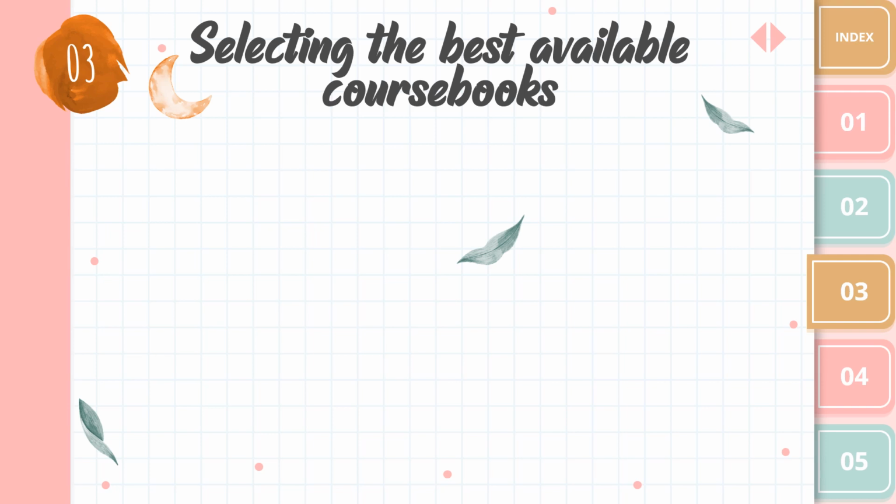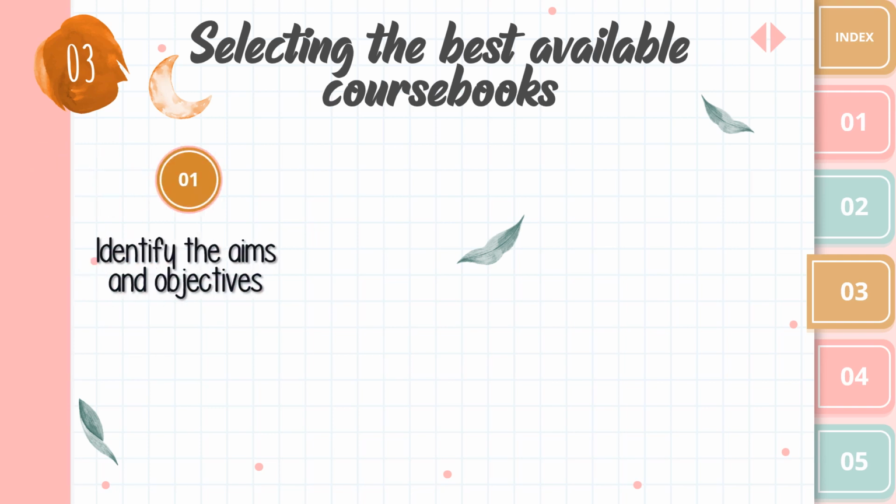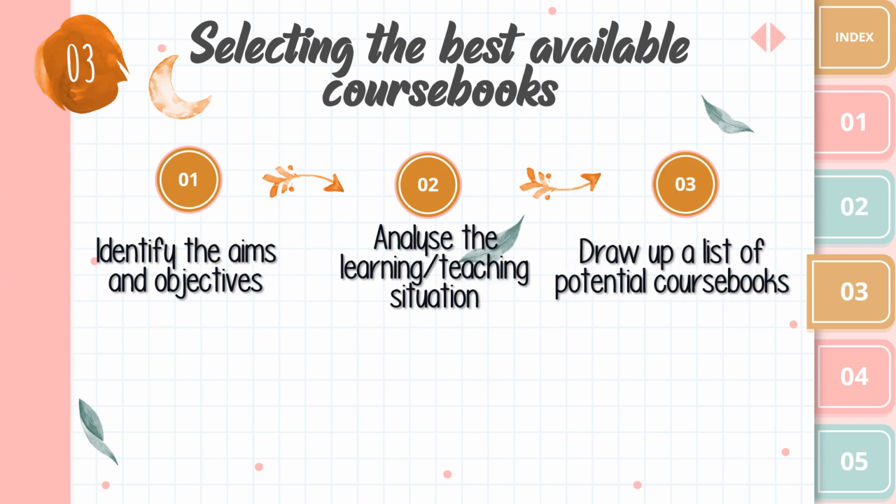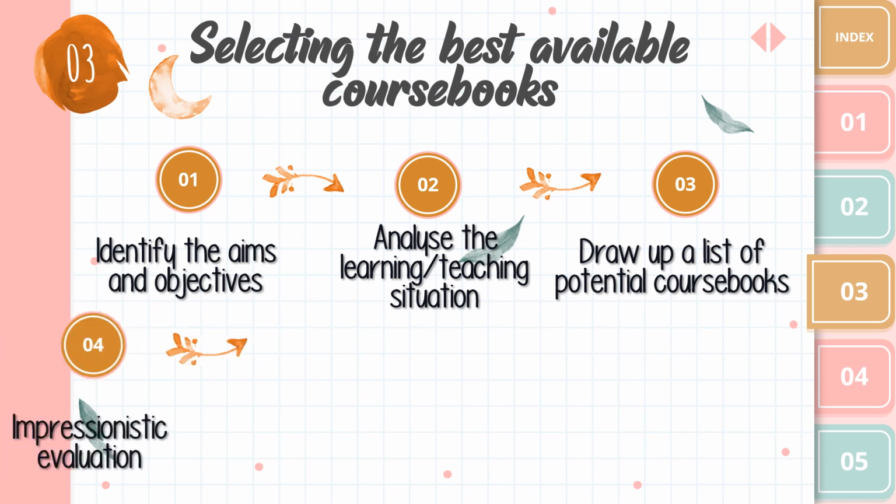According to Cunningsworth, there is a good way to approach the selection of the coursebook, which consists of several stages. The first one is to identify the aims and objectives of the teaching programs. Second is to analyze the learning or teaching situation. Then draw up a list of potential coursebooks using information from publishers, advice from colleagues, and your own previous experience.